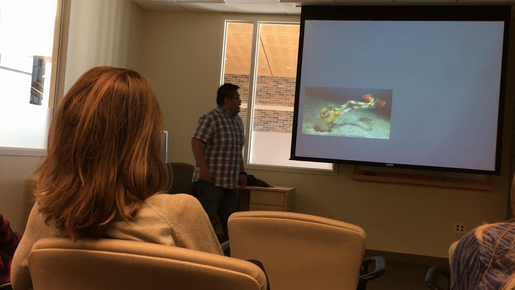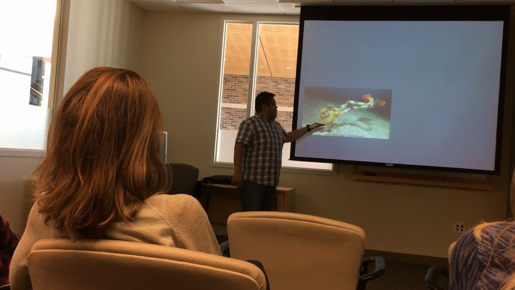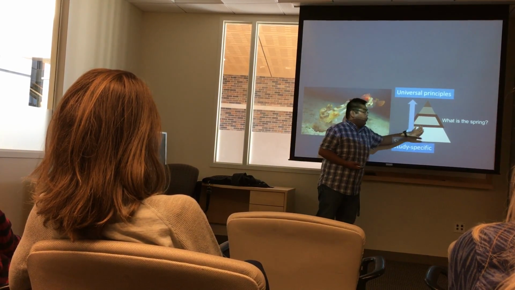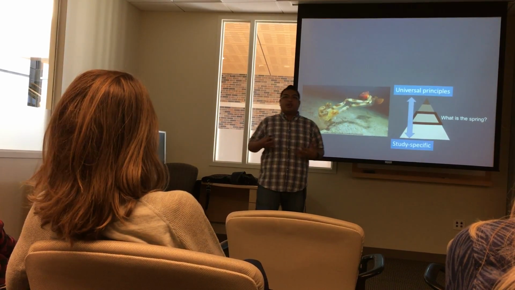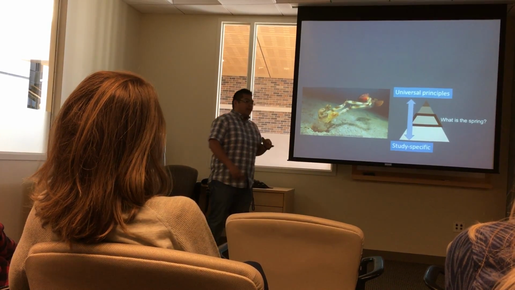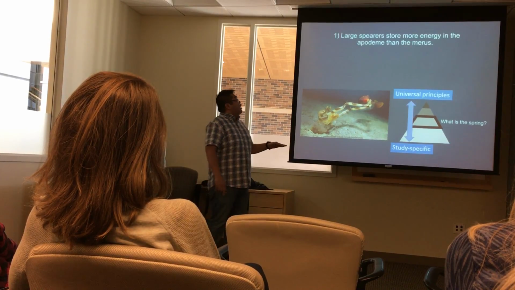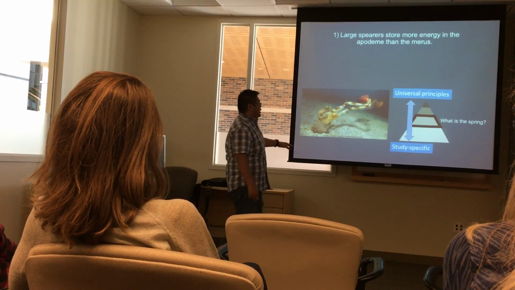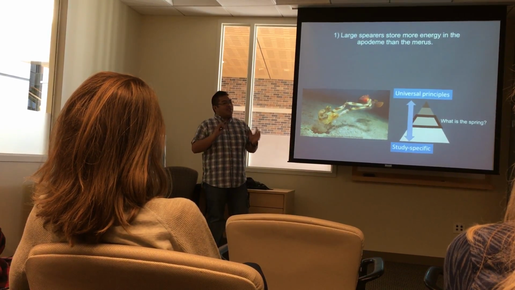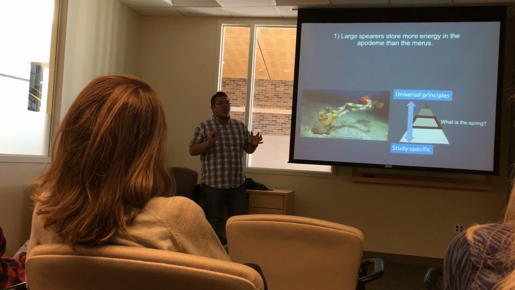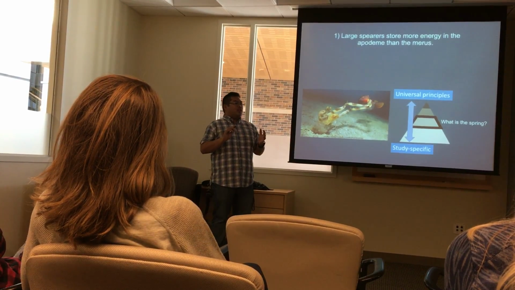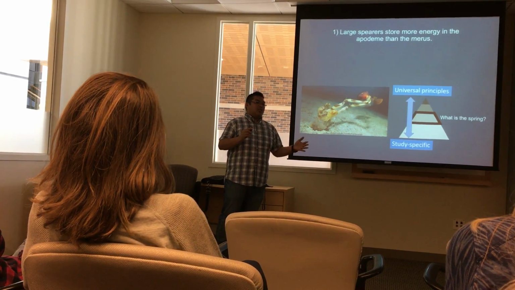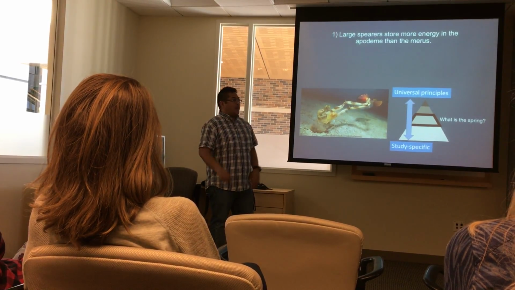All right, so in a little bit of a summary, I looked at the larger mantis shrimp, and I was really dealing with this level: what is the spring, or where is the spring? What structure stores the most amount of energy? And what I found in terms of just mantis shrimp is that large spheres store more energy in the apodeme than the meris, which is something that we hadn't realized previously. It changes the way that we think about energy storage in the mantis shrimp, because energy storage doesn't necessarily have to be in the same structure across different species.